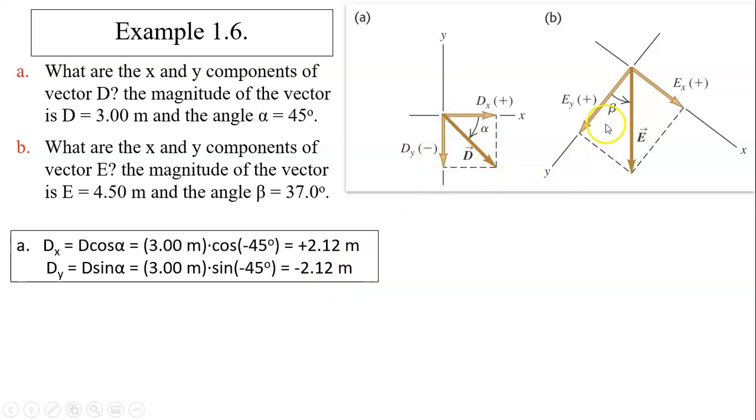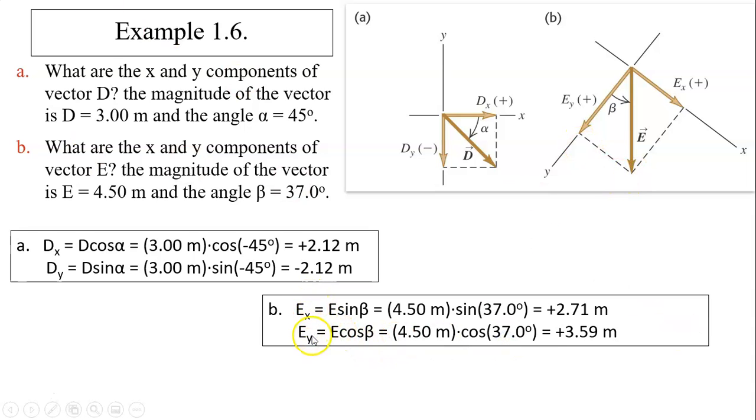In this case, EX is positive, EY also should be positive, but Y should be cosine because again, the Y side is adjacent to beta. Adjacent is cosine. X is opposite to beta, so X should be sine. So here is how you find X and Y.